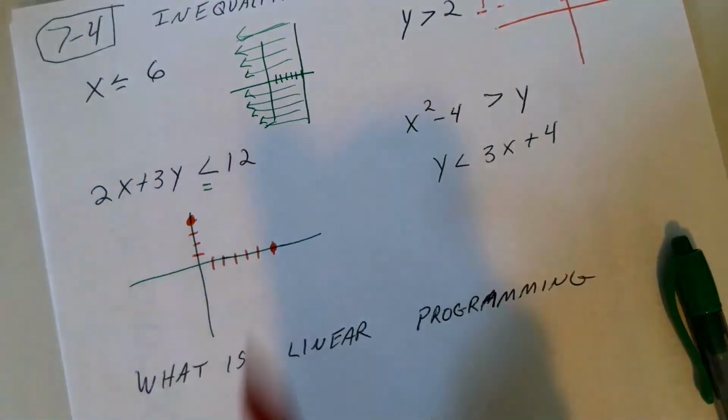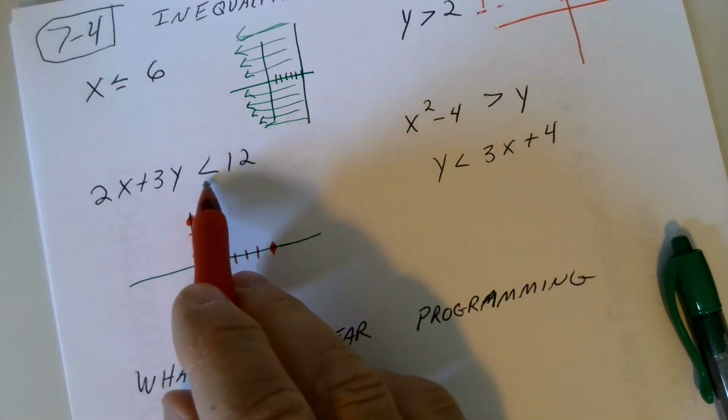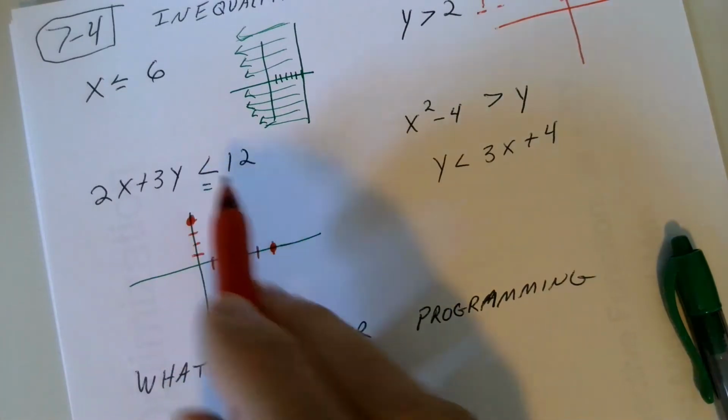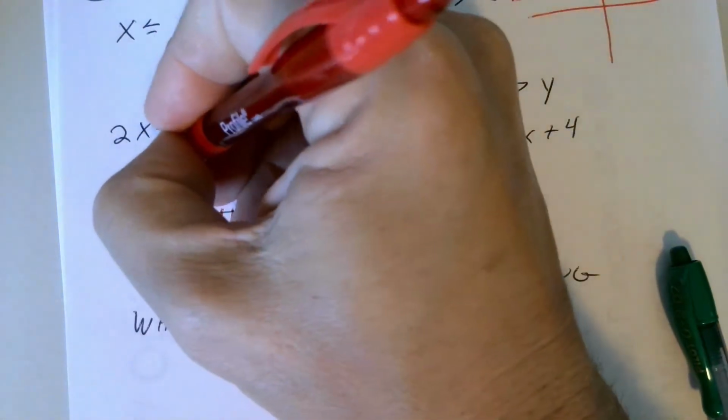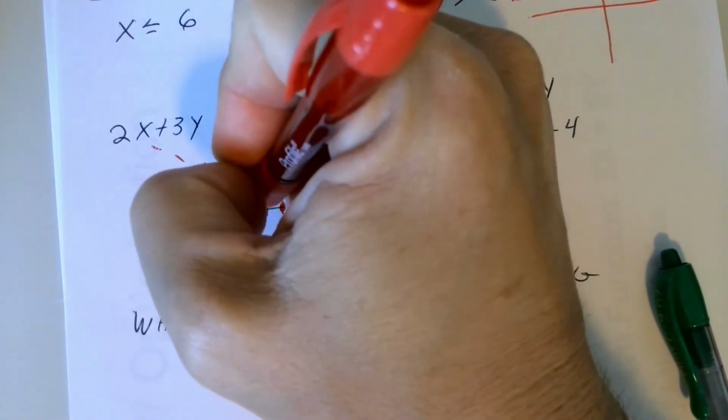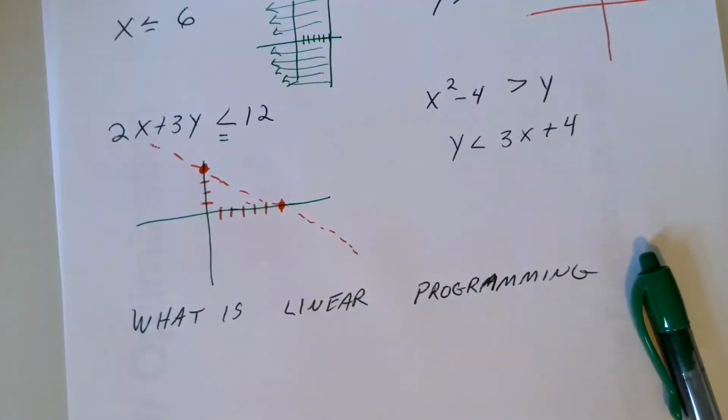And then I ask you again, was it actually an equal sign? Was there a dash underneath in the beginning? And the answer is nope, there wasn't. So we need a dash line, just like that. So it's going to be half a plane. It's either going to be above that line or it's going to be below that line.